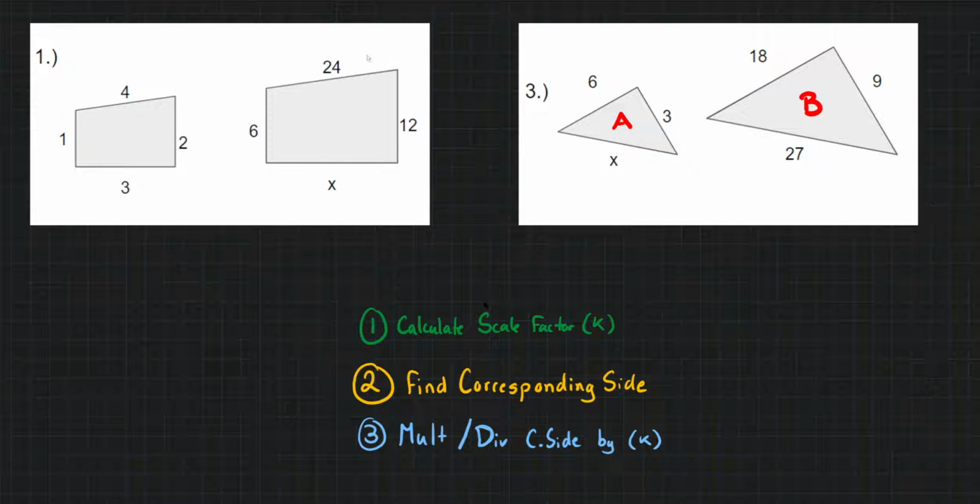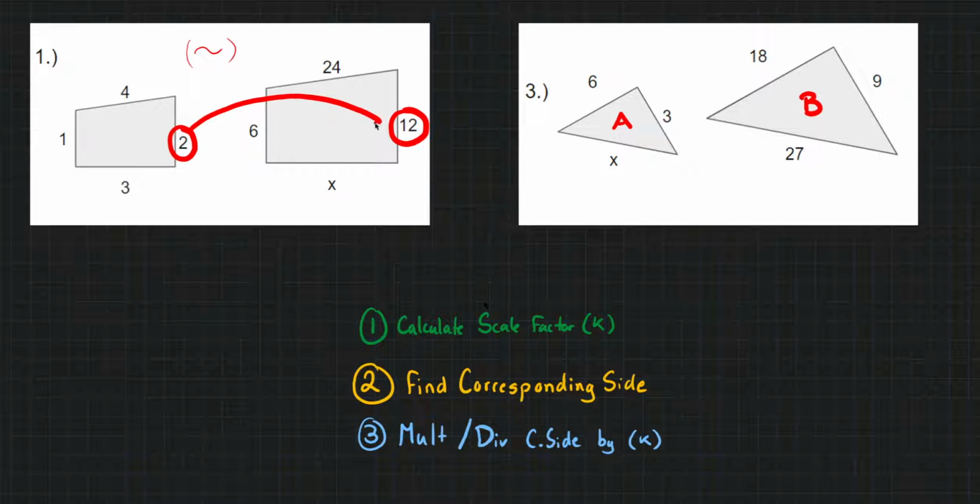What happened? We knew they were similar because Mr. Grapp told me. We found the scale factor by taking one side, finding its corresponding side, and asking ourselves, how do I get from one to the other? 2 times 6 gets me 12. So the scale factor was 6.